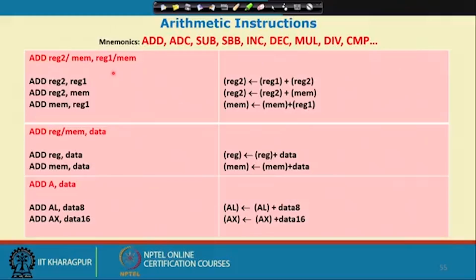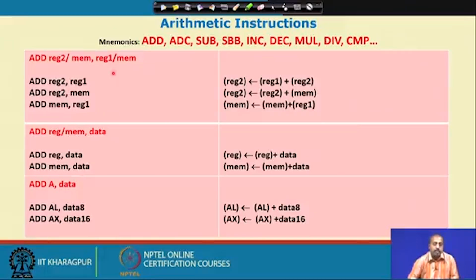So, we have seen that the flags will get affected by doing this operation. Similarly, the second operand can be memory also. So, you can also have something like add register 2 comma memory, where register 2 gets register 2 plus memory. You can have at least one of the operands as a register; both the operands cannot be memory.